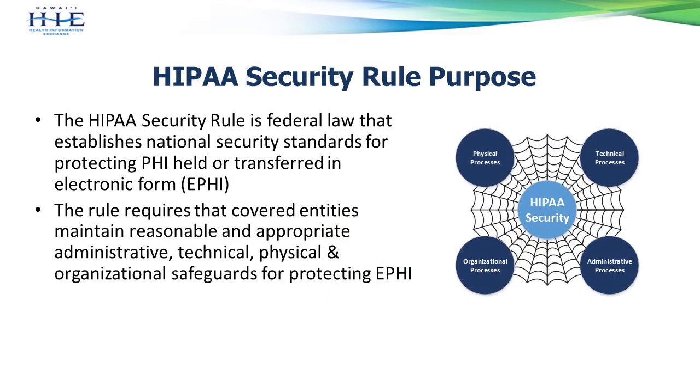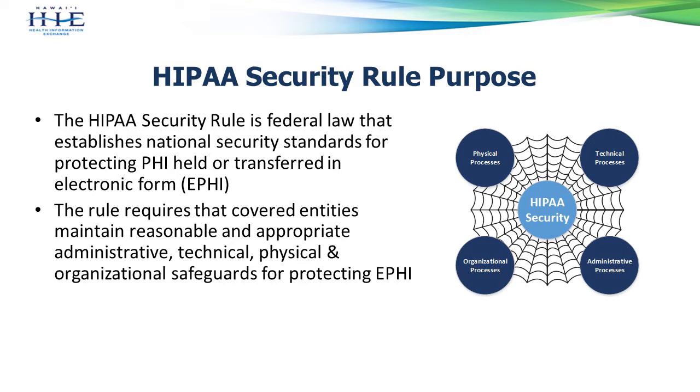The rule requires that covered entities maintain reasonable and appropriate administrative, technical, physical and organizational safeguards for protecting EPHI. It is designed to be flexible and scalable so a covered entity can implement policies, procedures, and technologies that are appropriate for the entity's particular size, organizational structure, and risks to consumers' EPHI.